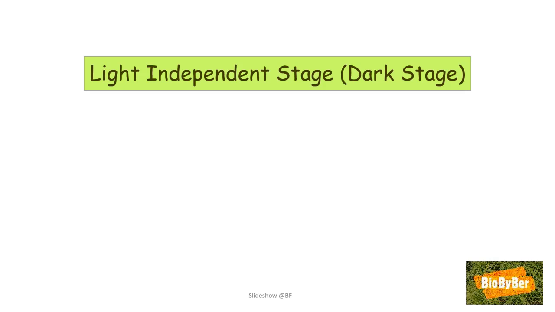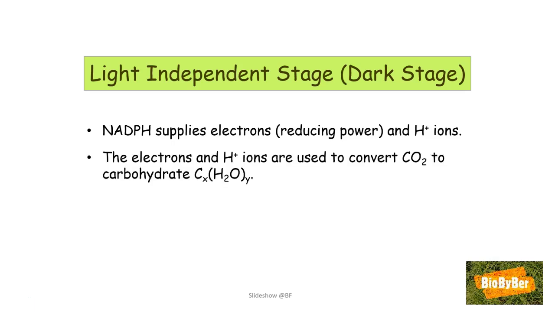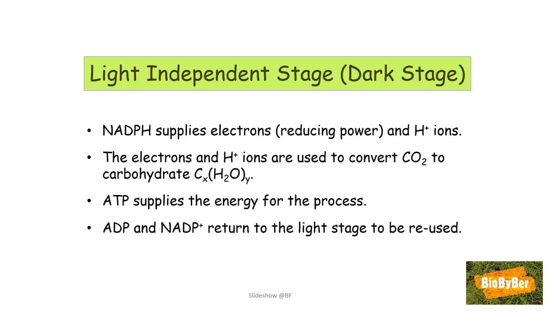The light independent stage, the dark stage. NADPH supplies electrons, which are a reducing power. They actually reduce the carbon dioxide to become carbohydrate, along with hydrogen ions. The electrons and hydrogen ions are used to convert carbon dioxide to carbohydrate. ATP supplies the energy for the process. ADP and NADP+ return to the light stage to be reused.